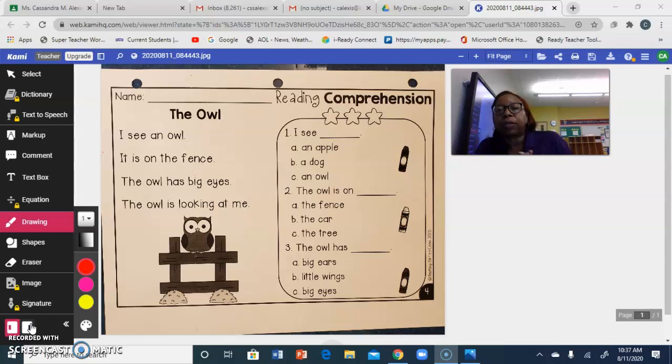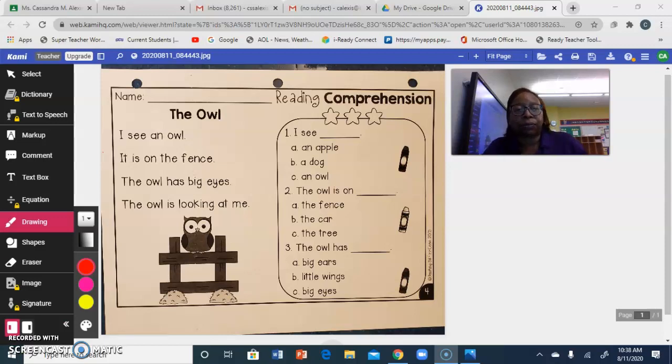So today we're going to do our reading comprehension. Yesterday we did the cow, and today we're going to do the owl. So reading comprehension is where we read a story, and then we answer the comprehension questions, the questions to see if we understood what it is that we read. So the name of this story is The Owl.